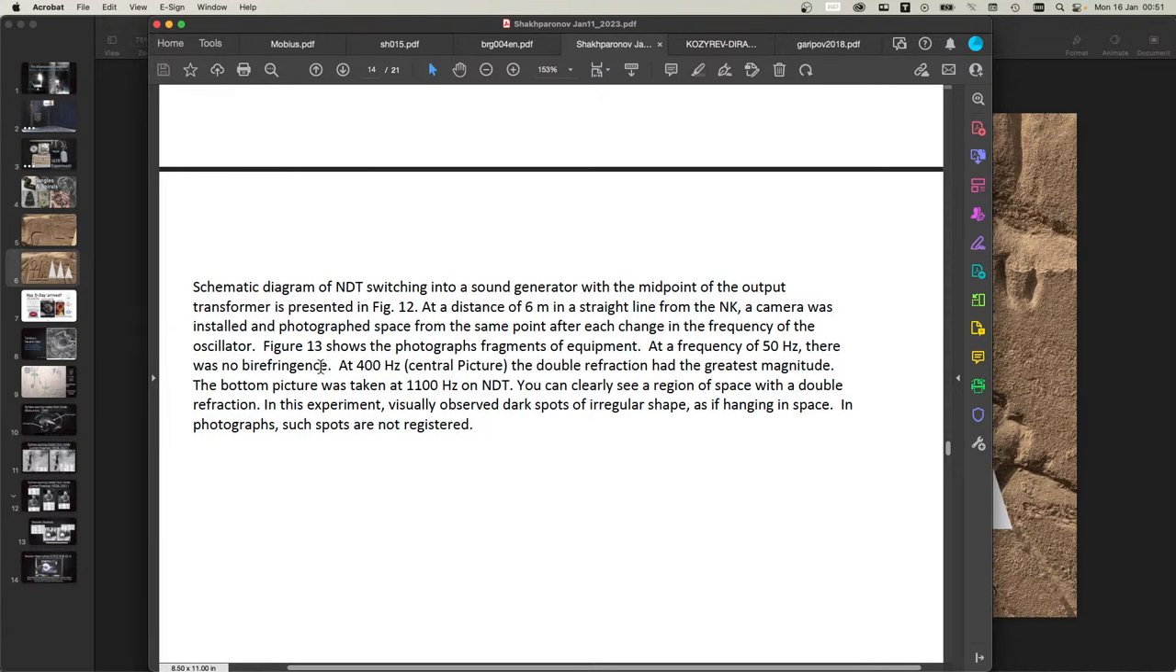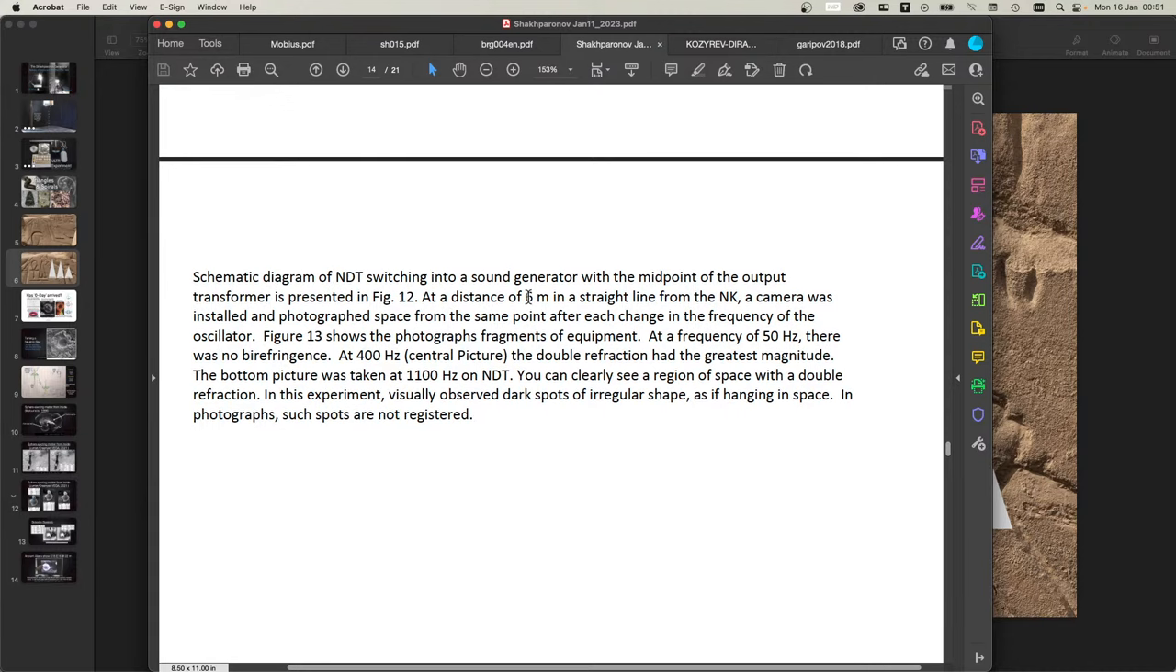In this case, the schematic diagram of an NDT switching into a sound generator with a midpoint of output transformer was presented in figure 12. At a distance of 6 meters in a straight line from the Möbius strip, a camera was installed and photographed the space from the same point after each change in the frequency of the oscillator. Figure 13 shows photograph fragments of equipment.